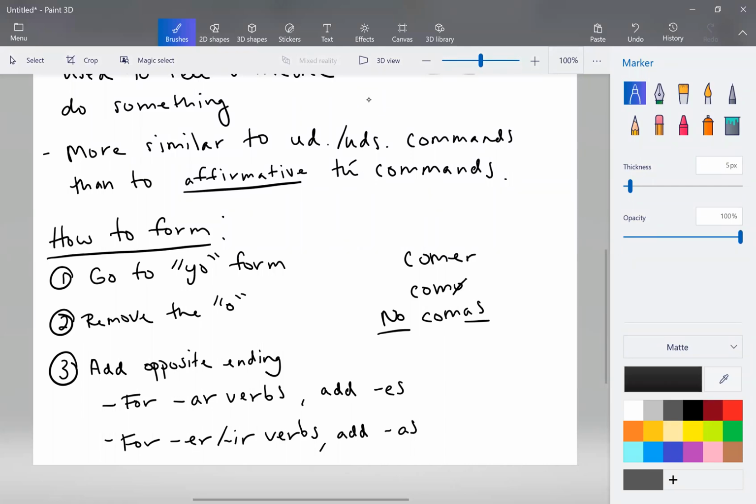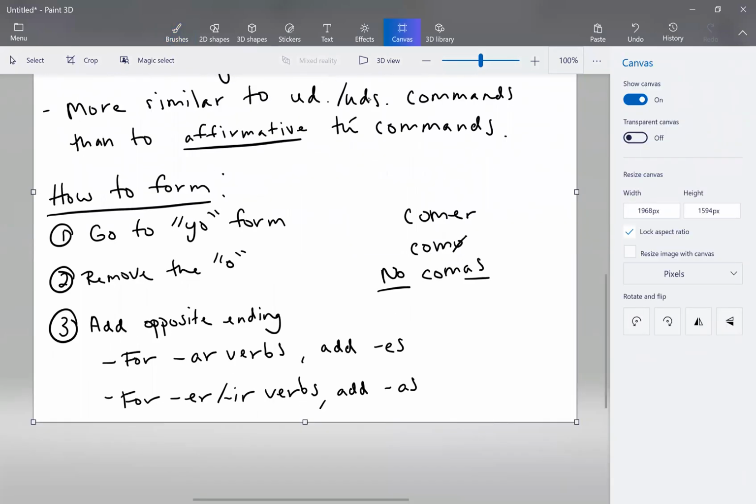Okay, so they're very, very similar to the usted and ustedes because we're adding the opposite ending. But the difference is that they're still tú commands, so we have to add an ending that would make sense for tú. So an AS or an ES.